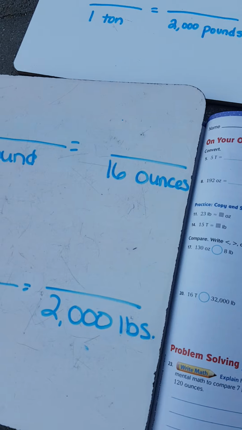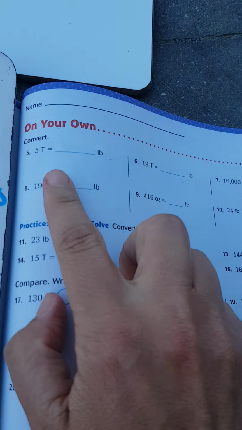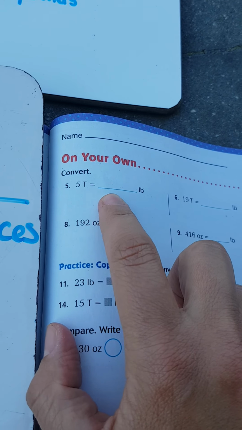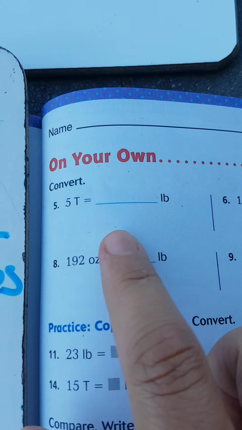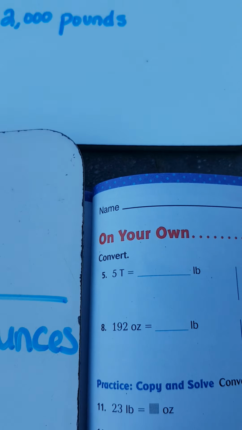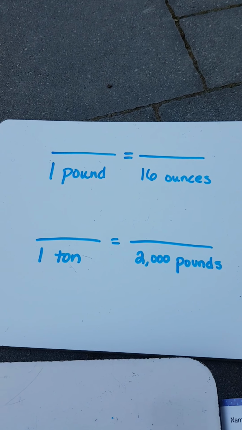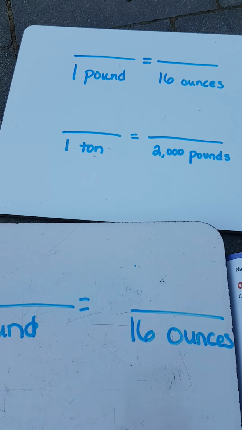All right, let's look at today's work, shall we? So, let's look at what you're going to look at today, which is 5 tons is about how many, remember LB means pound. 5 tons equals how many pounds? So here's your cheat sheet. All right, so we're looking tons to pounds. So here is the formula we want to use.